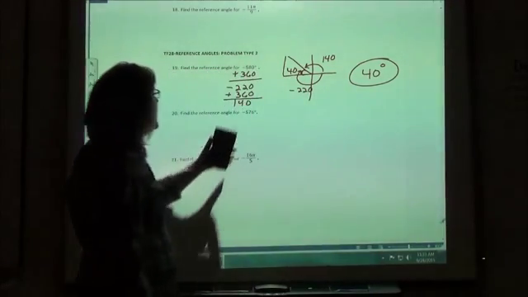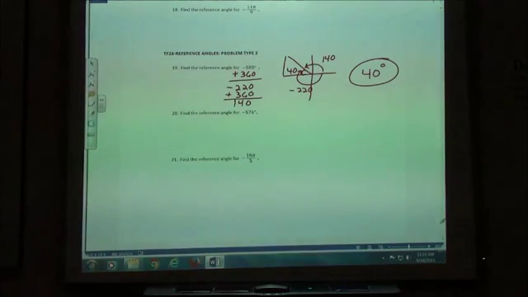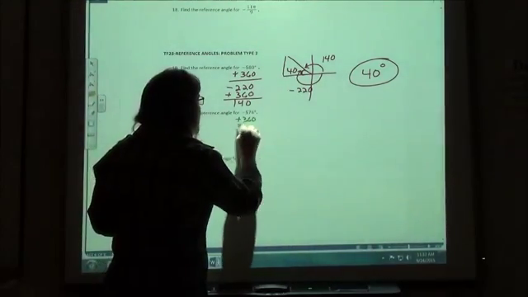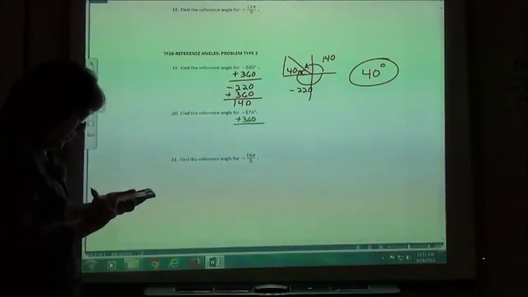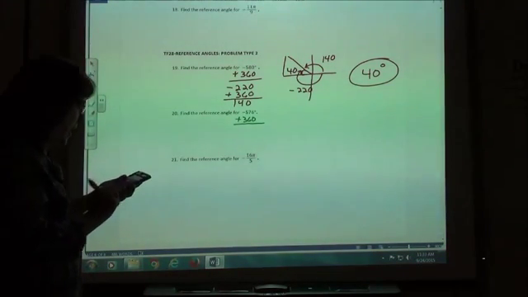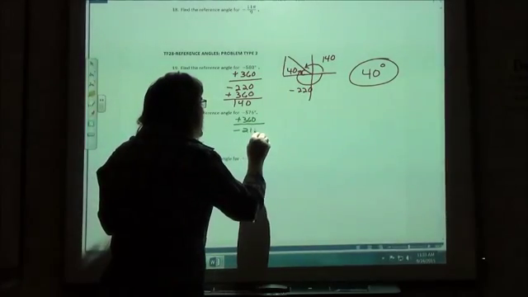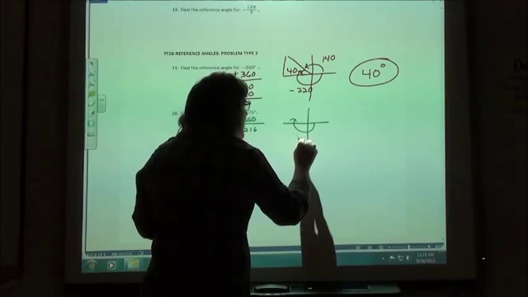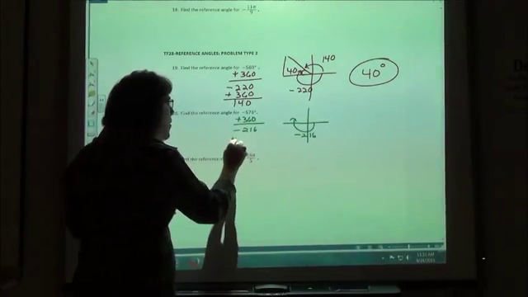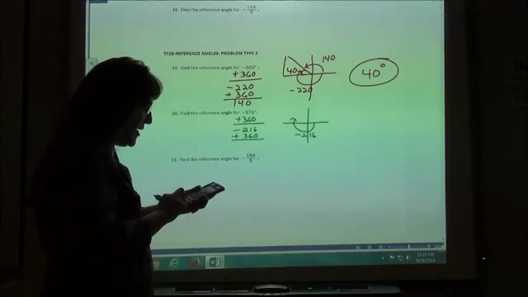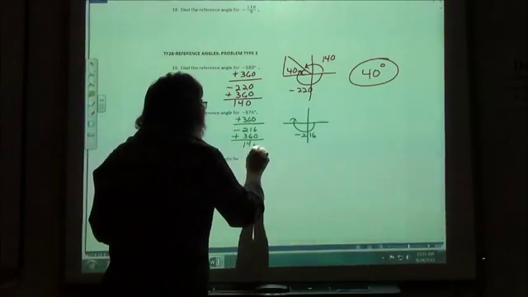So number 20, they didn't change that one a whole lot. I want to find the reference angle for negative 560 degrees. So again, if I add 360, negative 576 plus 360 gives me negative 216. I could just work with that and say, okay, negative 216 goes this way. Or if I want to add another 360, it's going to give me the positive angle, 144.